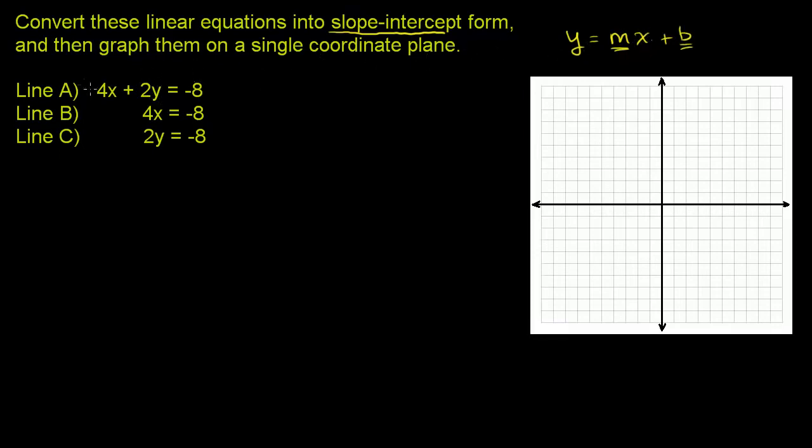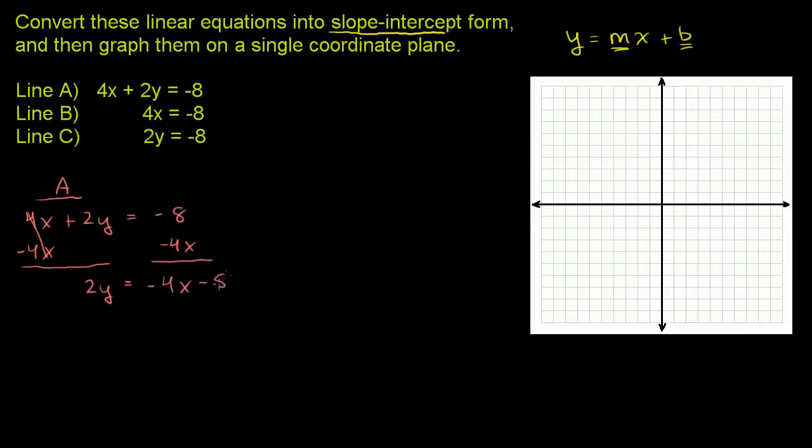So let's start with line A. Line A is in standard form right now. It's 4x plus 2y is equal to -8. The first thing I'd like to do is get rid of this 4x from the left-hand side. And the best way to do that is to subtract 4x from both sides of this equation. The left-hand side, these two 4x's cancel out, and I'm just left with 2y is equal to, and on the right-hand side, I have -4x minus 8, or -8 minus 4x, however you want to view it.